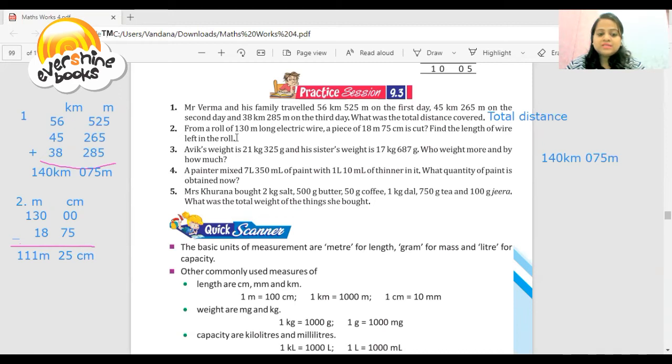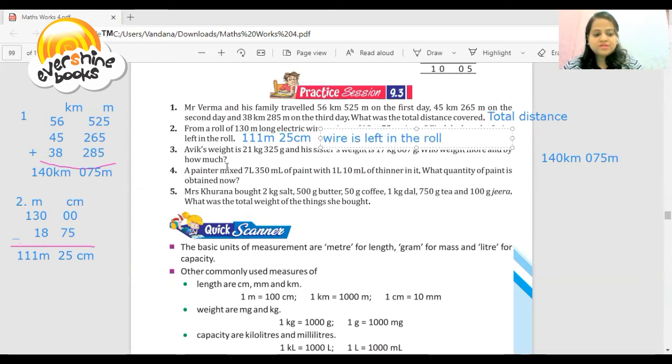Find the length of wire left in the roll. So write your answer here, 111 meter 25 centimeter wire is left in the roll. Okay, wire is left in the roll. You have to write this also.